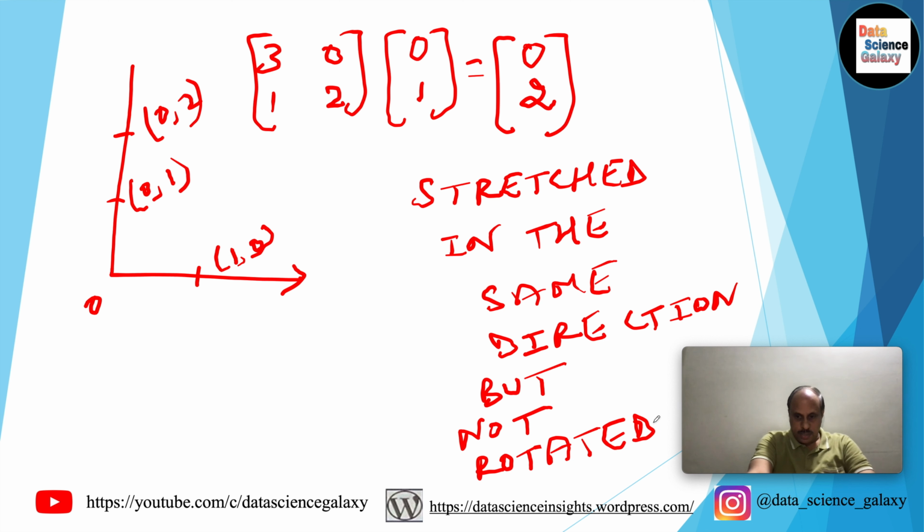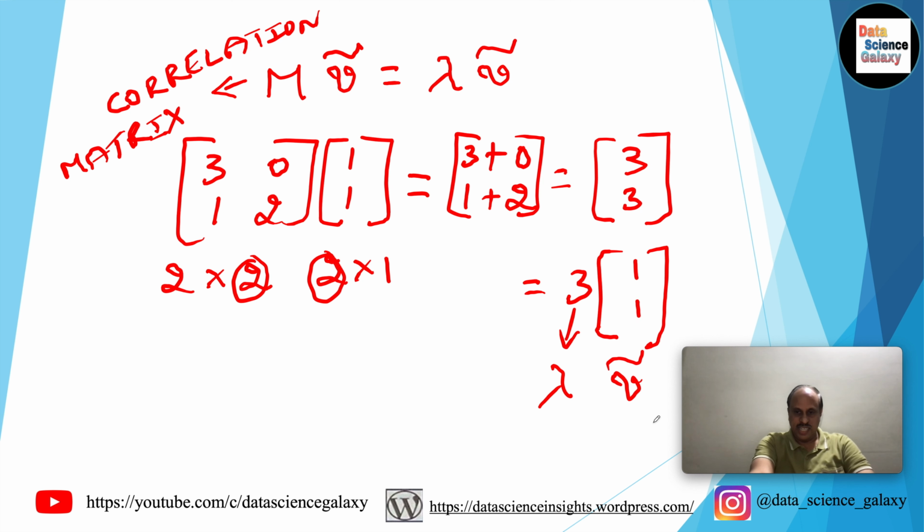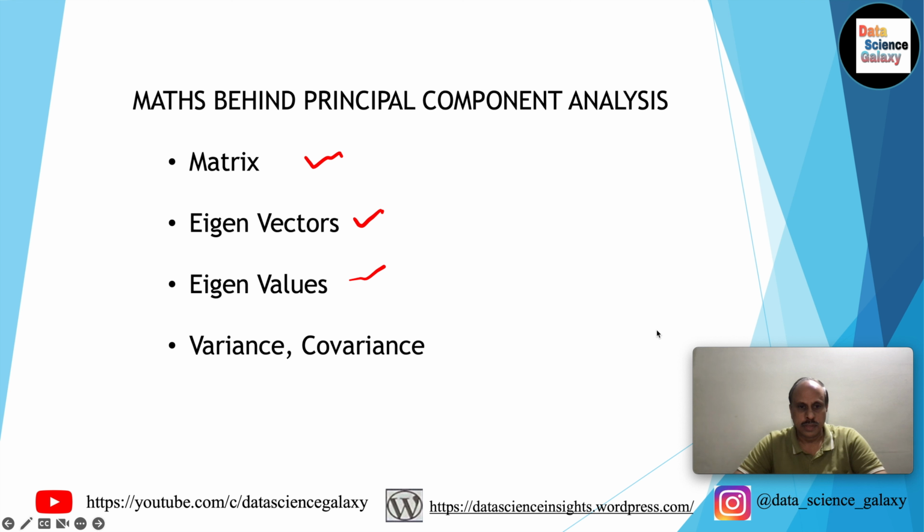Okay, so it's worth noting these two interesting examples along with the illustration of this linear transformation for you to be able to understand matrix, vectors, and values. I'm going to talk more about variance and covariance in my next video, that is part 2.